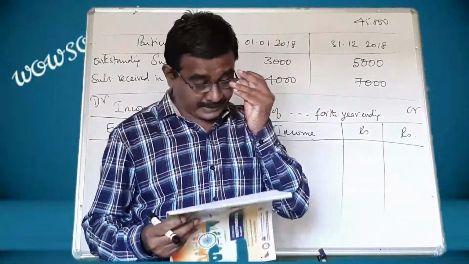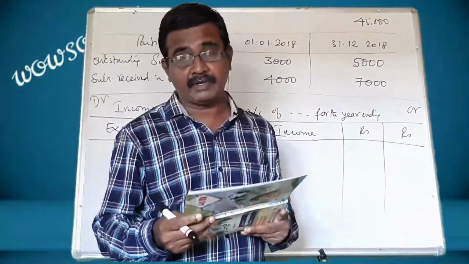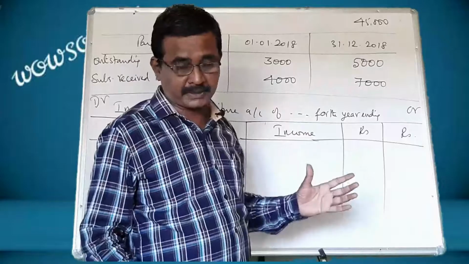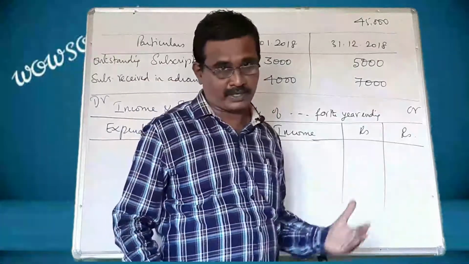Let us go to the next sum, problem 11, given on page number 74. Compute income from subscription for the year 2018 from the following particulars relating to a club. They have given particulars for 1/1/2018 and 31/12/2018: outstanding subscription and subscription received in advance. You are asked to find out the subscription amount which should be shown in the income and expenditure account.